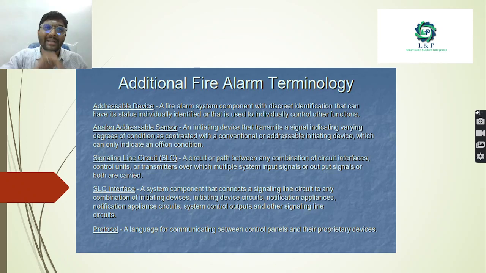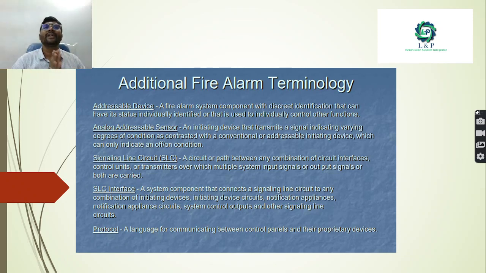Addressing is nothing but giving a name or assigning a number to the devices. If you address them, and if a fault occurs, with the help of that address we can sort out the particular device. Even if there is an alarm or a trouble, we can easily identify it with the help of this address.